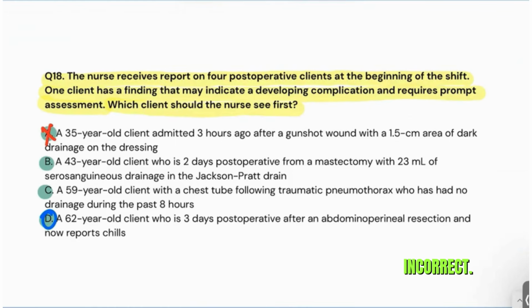Letter A is definitely incorrect. A small amount of drainage can be expected. Letter B is also incorrect because small serosanguineous drainage at the JP drain is expected. And letter C is also incorrect. Lack of chest tube drainage alone does not necessarily indicate deterioration. Let's go to question number 19.